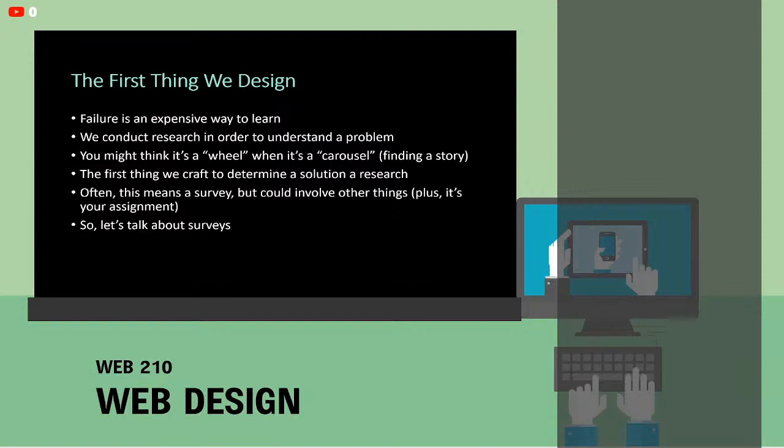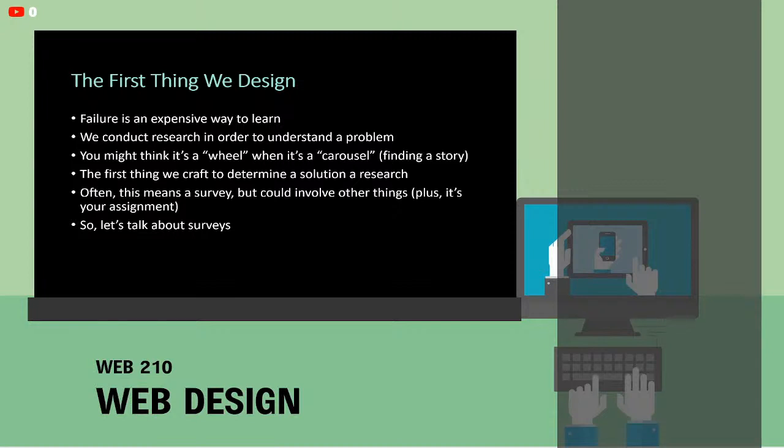So the first thing that we do is we craft our research. What methods are we going to use? Are we going to survey people? Right? Are we going to survey our users? Are we going to use other methods?